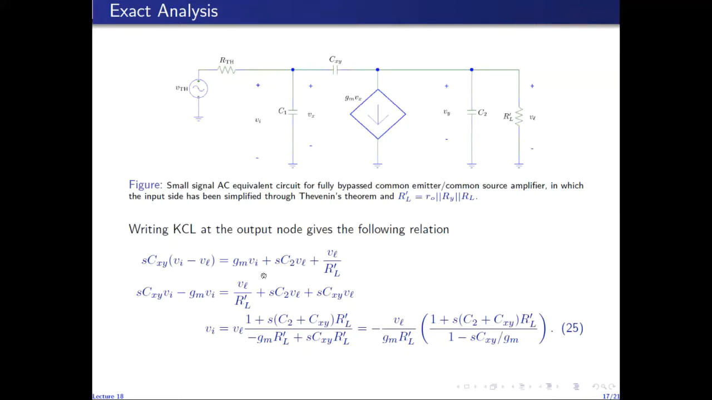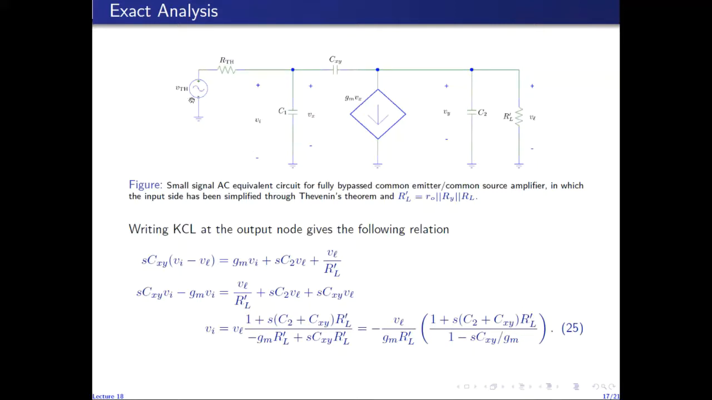So we collect the terms corresponding to Vi on the left side and the terms which correspond to VL on the right hand side. We simplify by taking the LCM, and then we take Vi out common and divide on the right side. We get this expression, in which we can take this term, minus GM RL prime, from the denominator out common, and we will be left with this expression. So Vi in terms of VL, or VL in terms of Vi, is given by this expression.